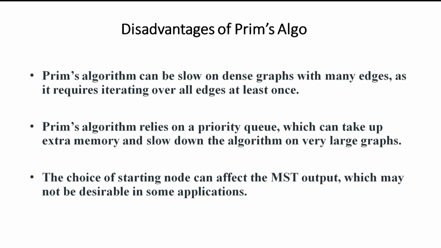And there is the choice of starting node. In our example we chose vertex A as the starting vertex for constructing the MST, but one can select any other vertex as the starting one. So the choice of starting node can affect the MST output, which may not be desirable in some applications. So these are a few of the disadvantages of Prim's algorithm to construct the MST.